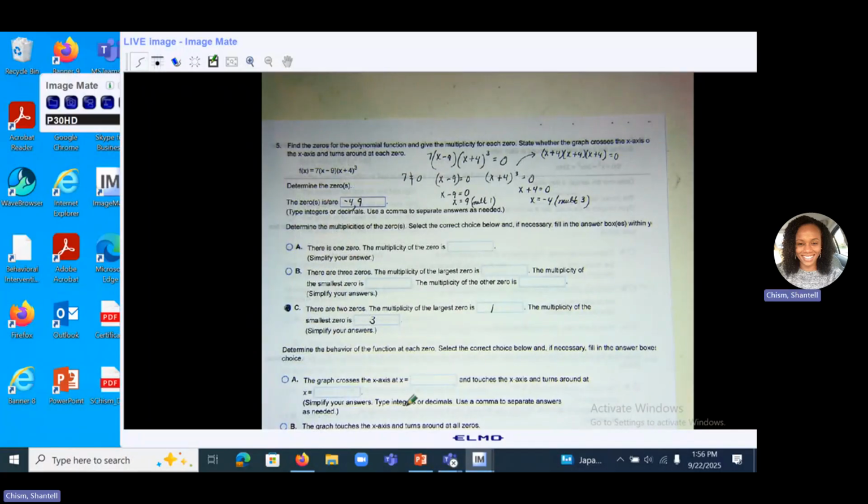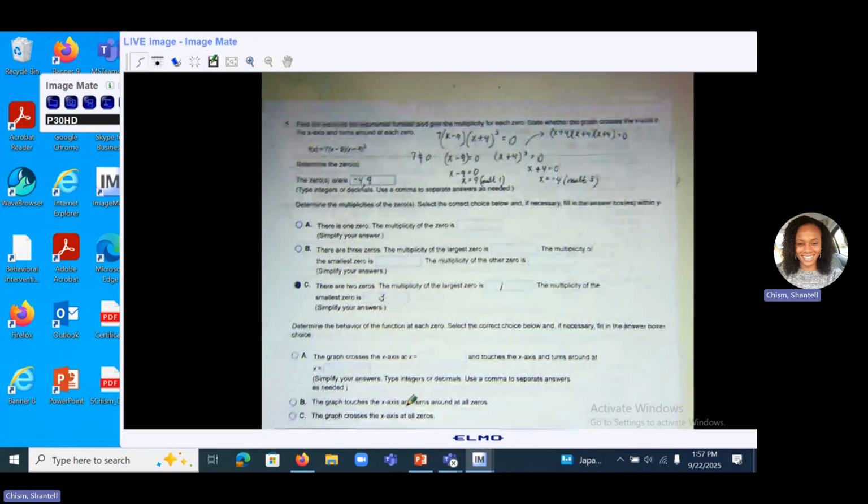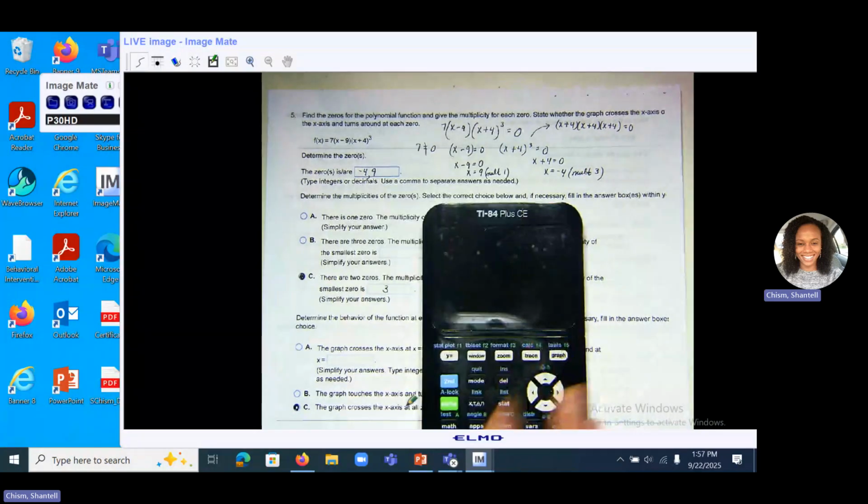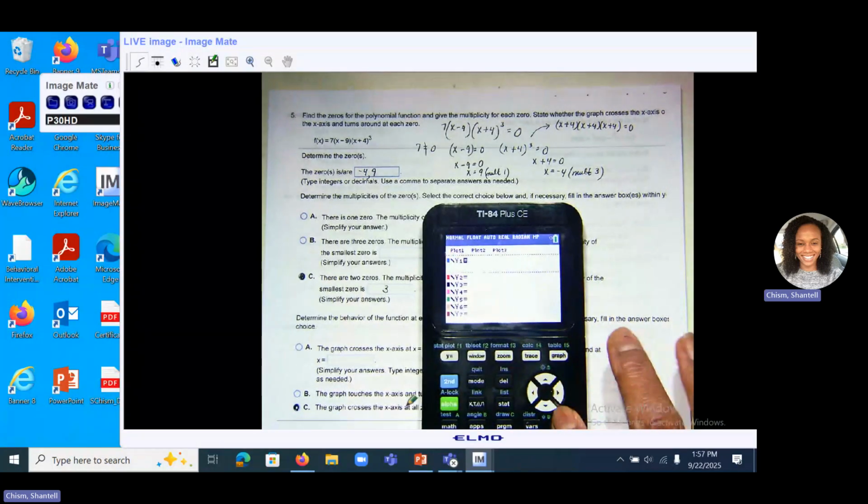Then it says determine the behavior of the function at each zero. Well, they both have odd multiplicity, so they're both going to cross the x-axis. So we would say the graph would cross the x-axis at all the zeros. So we would select C. And then, of course, you can always examine the graph if you like to verify it.